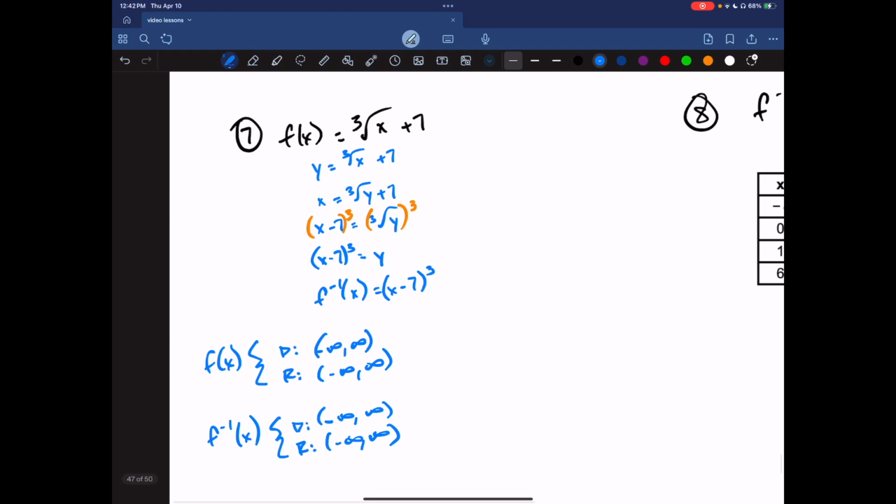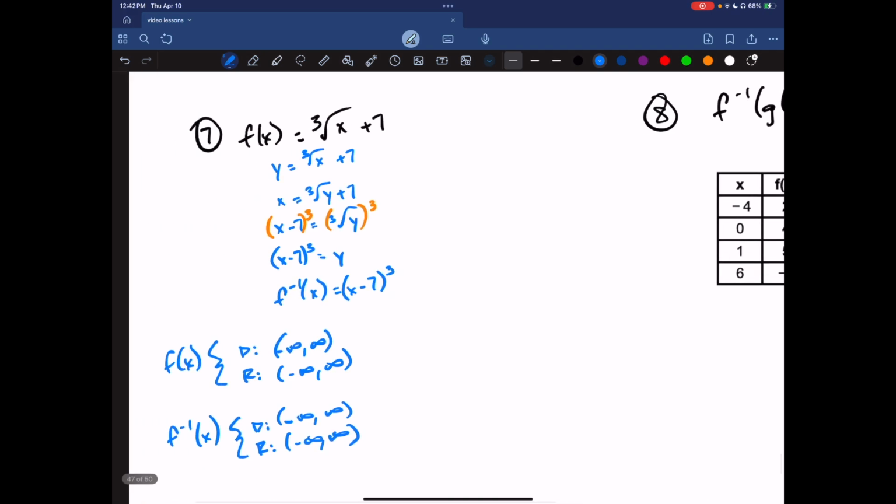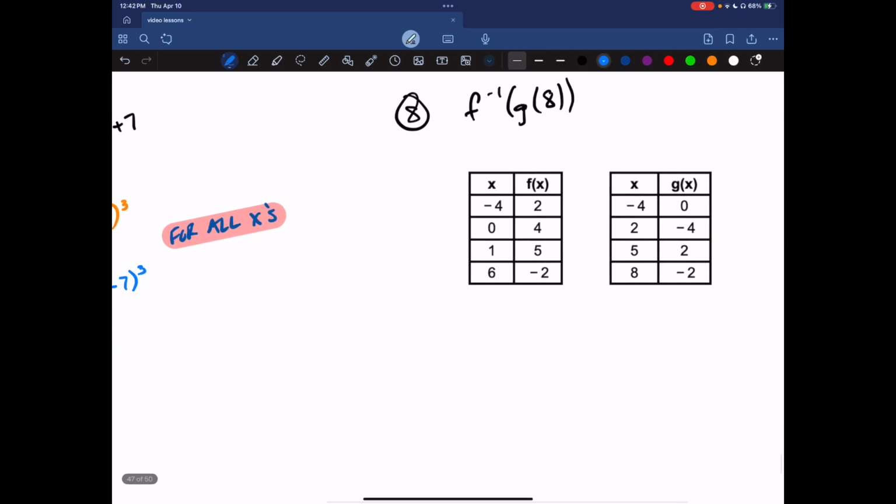Okay, so this is pretty much like 3 and 4, where I didn't have 2 functions. I just was given 1 function and said go find the inverse. So that's essentially what I did here. And because everything worked out with the domain, I know that this works for every version of x. This works for all x's.